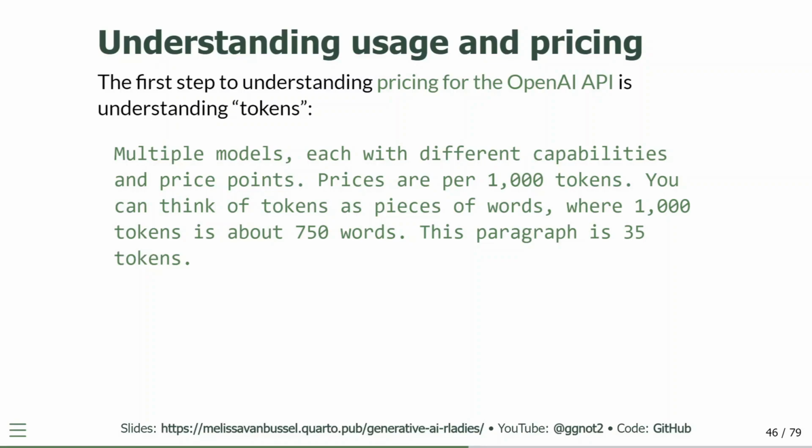This is a quote from the OpenAI API pricing page. It says, multiple models, each with different capabilities and price points. Prices are per 1,000 tokens. You can think of tokens as pieces of words, where 1,000 tokens is about 750 words. This paragraph is 35 tokens. So all of the prices that you see listed are going to be expressed in the unit of per 1,000 tokens, and those prices are different depending on the model that you choose.